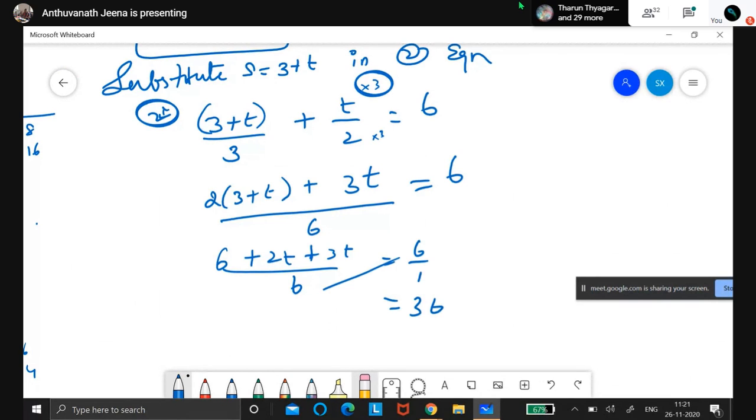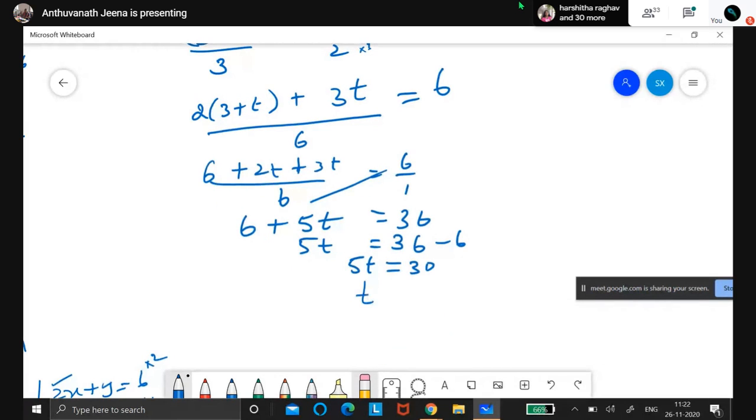When you cross multiply, the division by 6 will become multiplication by 6. 6 sixes are 36. So 2t plus 3t is 5t. 6 plus 5t is equal to 36. So 5t is equal to 36 minus 6, 30. So 5t is 30. What is t? 30 by 5, 6. So after finding t, you need to substitute t is equal to 6.